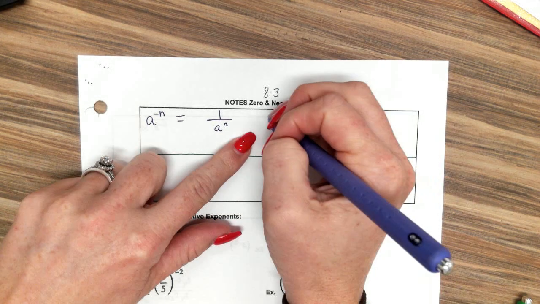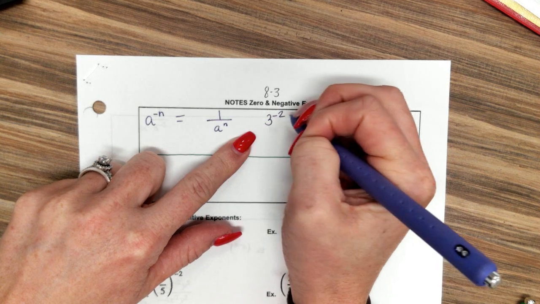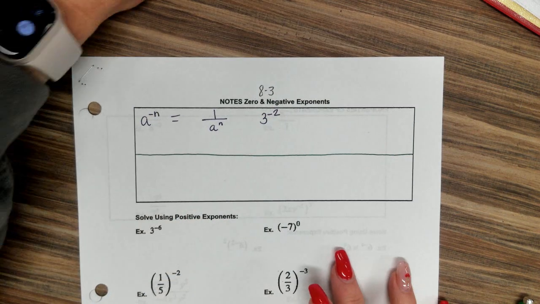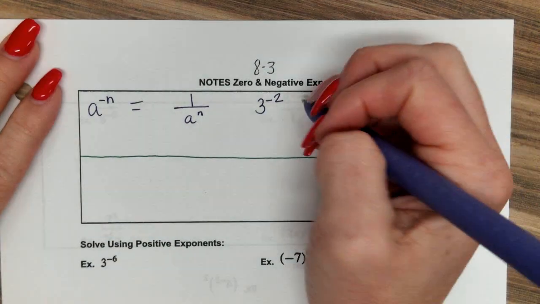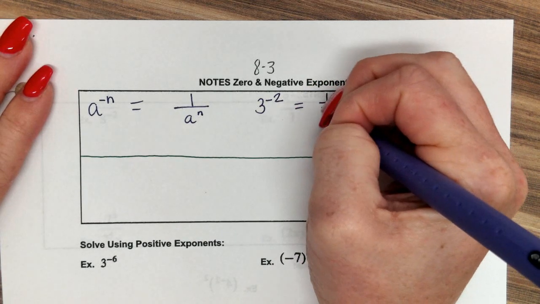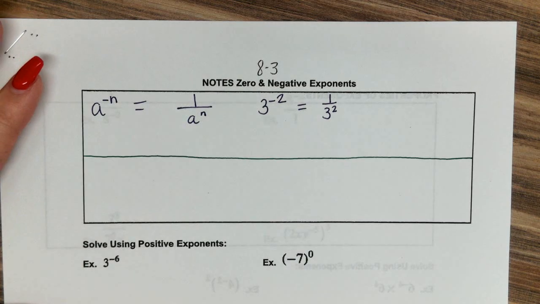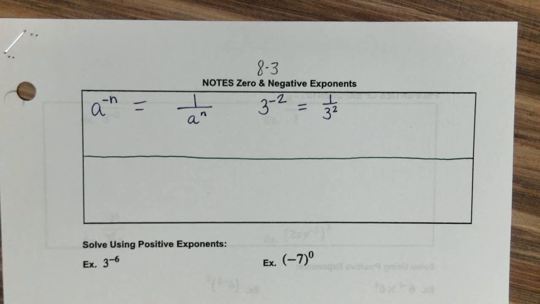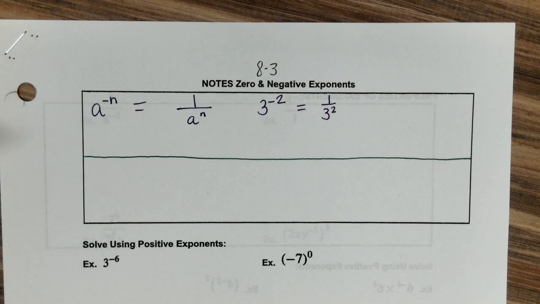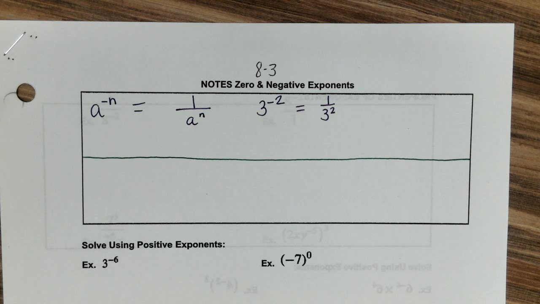What would 3 to the negative 2, how could I write that as a positive exponent? 1 over 3 squared. Very good. Or you could say 1 over 9. Yes? All right. Now let's go do another one.